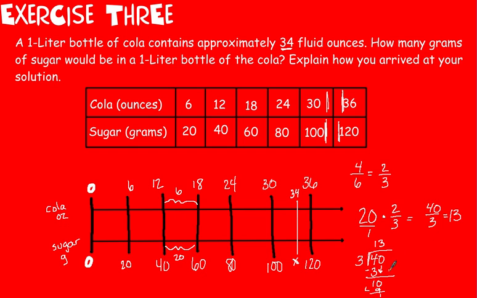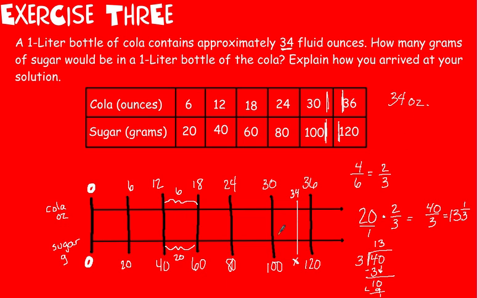whole groups and I have 1/3 left over because I had 1 leftover piece, so that's 1/3 because I'm working with thirds. So I know that if I have 34 ounces of cola, that it's not going to give me 13 and 1/3.